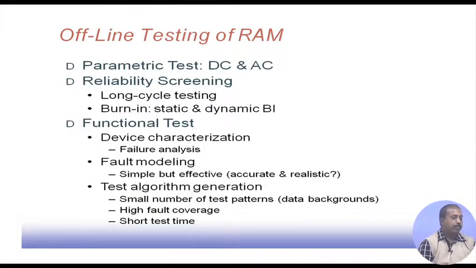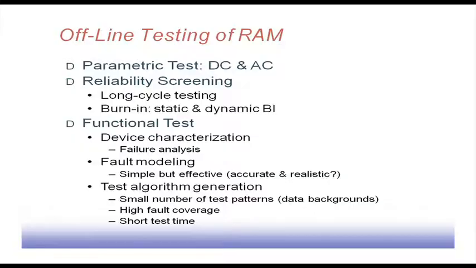Offline testing of RAM is done in this way: first parametric testing, the DC and AC. We can measure some of the voltage values and some of the current values that are there. So, that way we can do some parametric testing of these various points. Then it goes into reliability screening, which is another offline testing. This is long cycle testing, where we make a large number of read-write operations and see whether the values have been written or read properly or not.